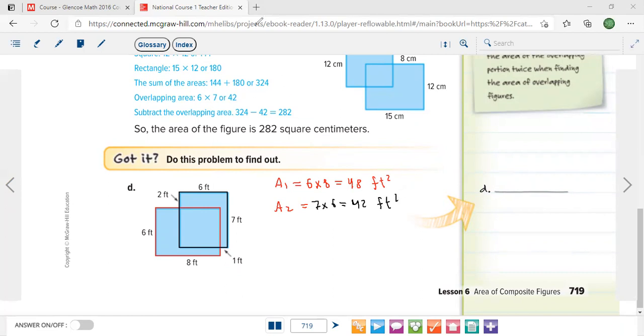I'm going to add them now, in the same style as the book. So area 1 plus area 2 equals 48 plus 42, that is 90 feet squared. Now let's evaluate the overlapping part. Let's name it area 3. The overlapping part, let me highlight it for you. This part is the overlapping part.